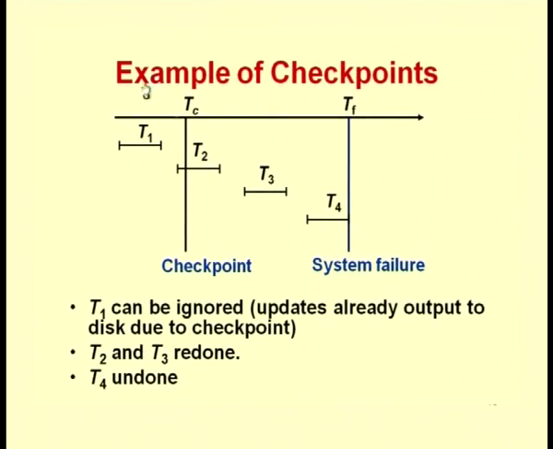So, let us take an example. You have the transaction T1, this is the checkpoint TC, you have T2, T3, T4 and so on. T1 can be ignored, as its updates have already been output to the stable storage. T2 and T3 have to be redone, and T4 has to be completely undone. This is the system failure point and this is the checkpoint point. This is the issue of checkpointing.